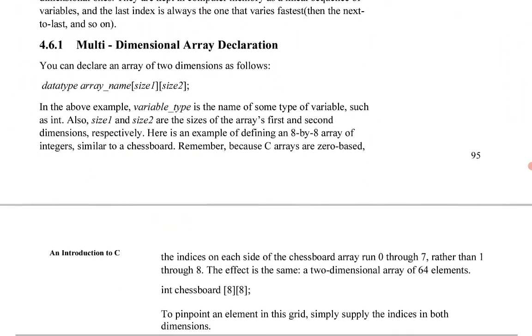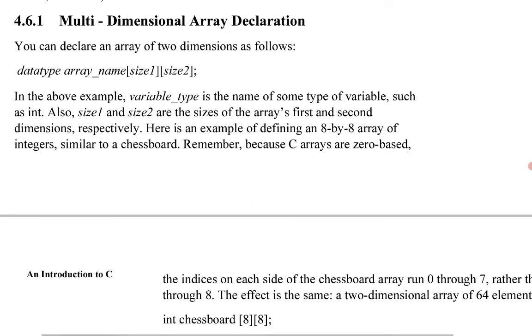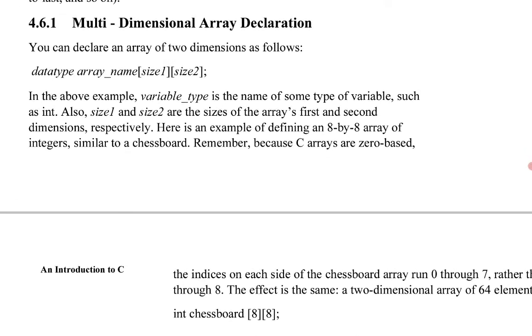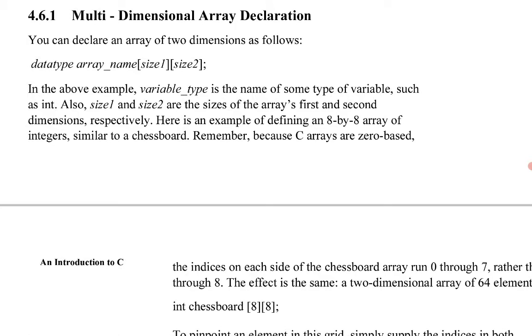So how do we create multi-dimensional arrays? You can declare a two-dimensional array as follows. What is the syntax for using two-dimensional arrays or a matrix? Data type, space, array name, within brackets size 1 and size 2.